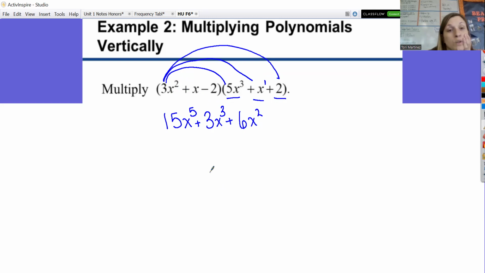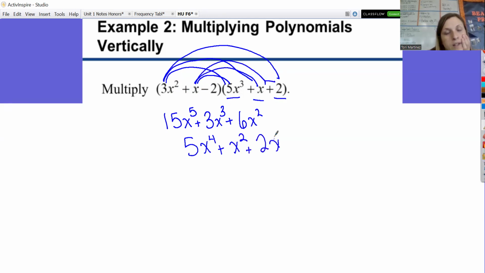And then I'm going to distribute all of the other terms inside of the next parenthesis. So x times 5x cubed gives me, I'm just going to write it below, 5x to the 4th. X times x gives me positive x squared. X times 2 gives me positive 2x.